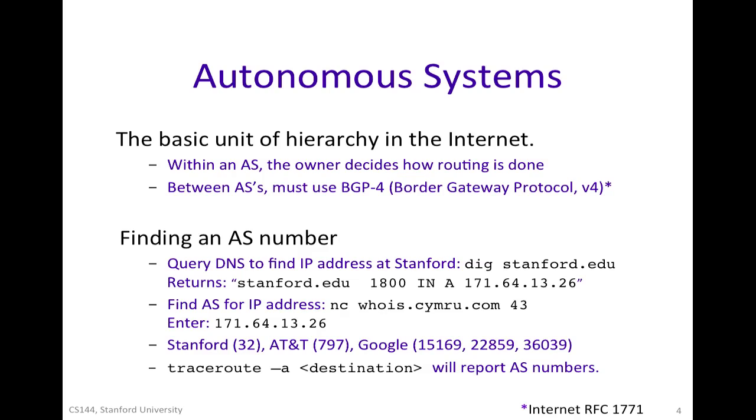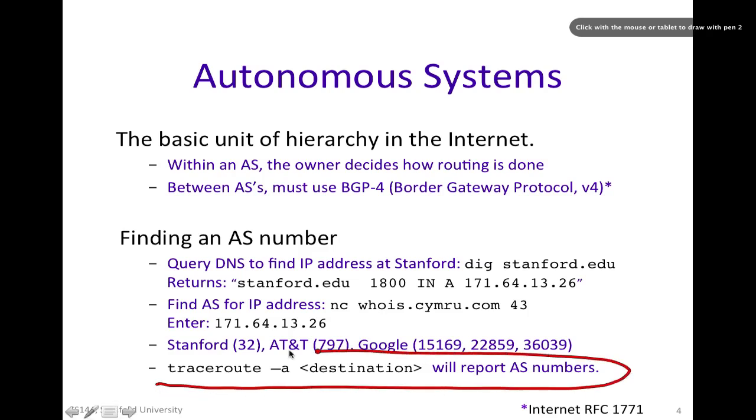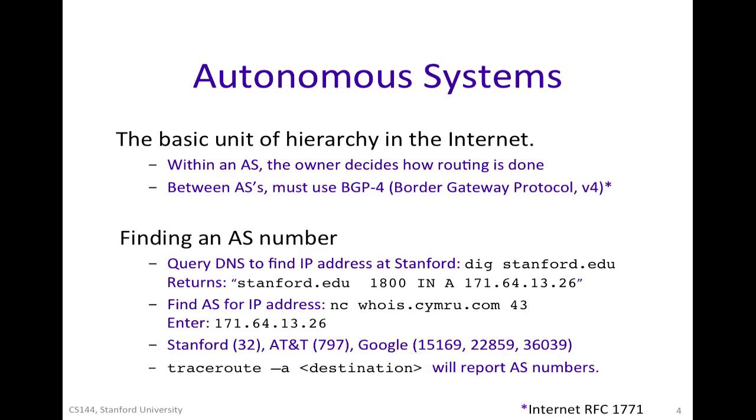If you want to find an AS number, you can do this in a number of ways. One way to do it, actually the simplest, is to just do a traceroute to a particular destination with the -A option, and this should give you the AS numbers of the ones in between. Most or many enterprises will have a single AS.